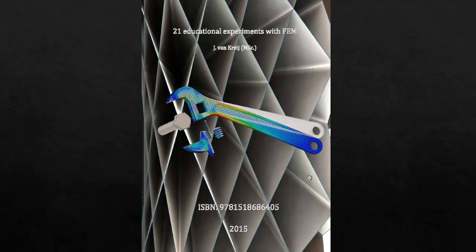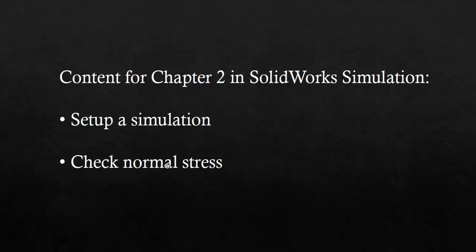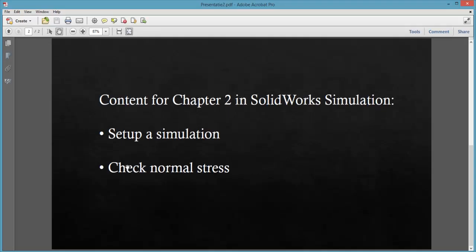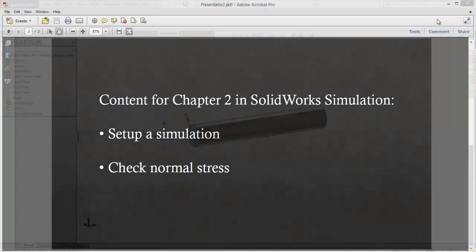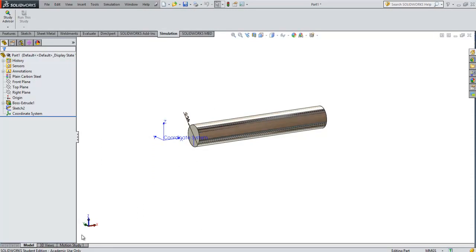In this video I'm going to have a look at chapter 2 of this book, so the exercise that corresponds to chapter 2 of this book, and here I show the content of this chapter 2. I'm going to set up a simulation and check the normal stress in this SolidWorks simulation, which is a pretty straightforward, convenient way of showing how a SolidWorks simulation works.